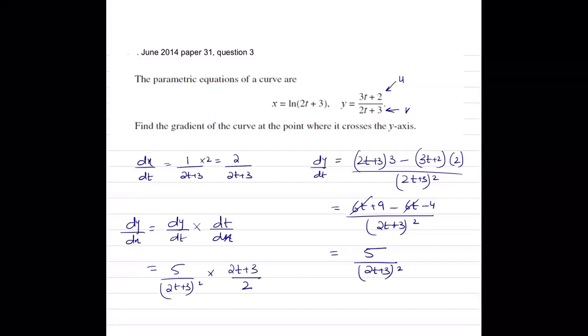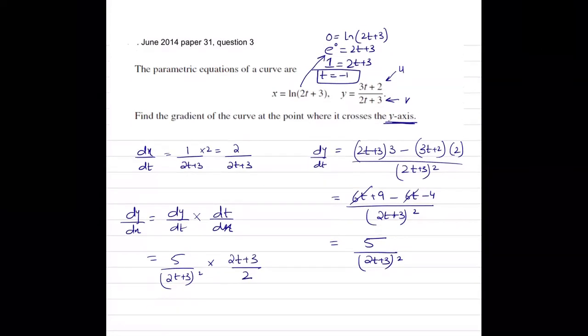Okay. Now you need to find the gradient of the curve at the point where it crosses the y-axis. At the y-axis, x is going to be 0. So if you keep x as 0, what is the value of t that you are going to get? Because our dy by dx expression is coming in terms of t. So e to the power of 0 is equal to 2t plus 3. E to the power of 0 is 1. So t comes out to be minus 2 upon 2, that is minus 1. So I want to find dy by dx when t is minus 1.